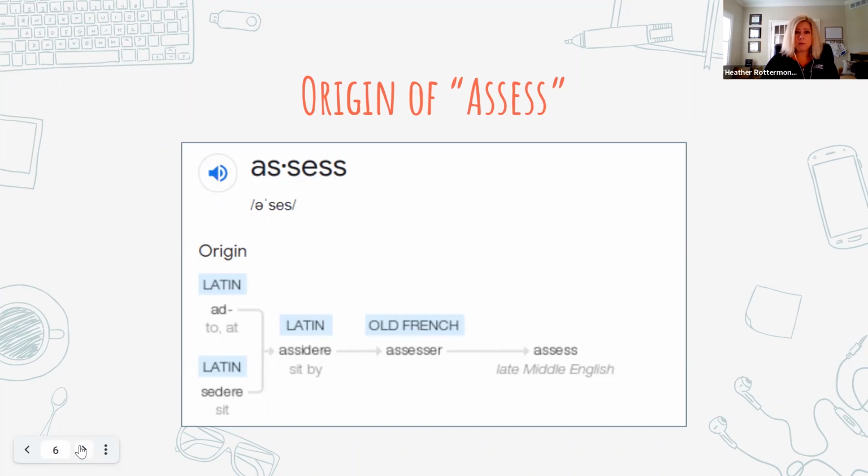So when we think about assessment at the classroom level, we're really sitting beside our students to gather information, to observe them inside the environment as they engage in learning and their work. So it really is more of a positive connotation. So I'd like you to consider that as we move through today, that we're really wanting to learn about what our students know and are able to do with our content.